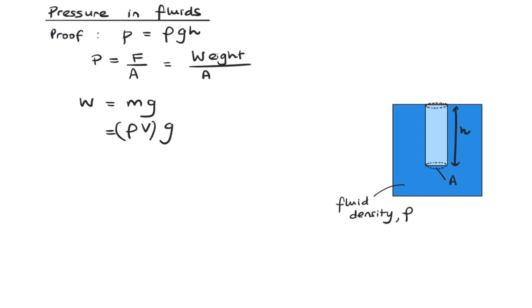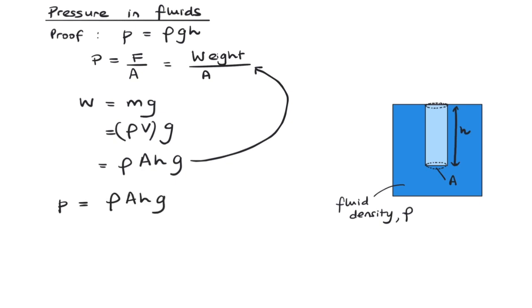And if the volume V of the column is A times h, which is the cross-sectional area times the height, we can just rewrite V as that, and that's going to end up looking something like this. Now if we put this form into our pressure equation, then pressure is equal to rho A h g over A, where the A's cancel out and it gives you rho hg, and that's your pressure in fluids.